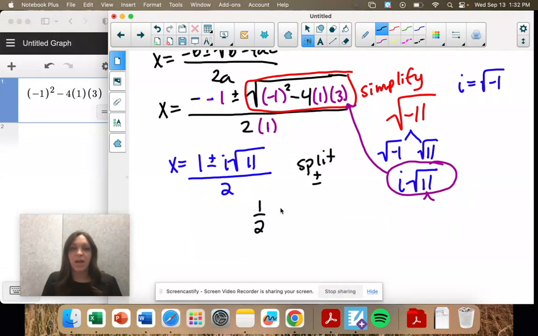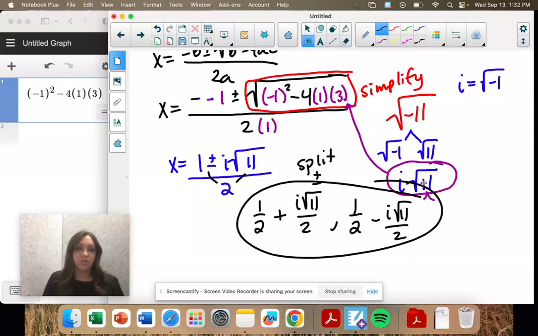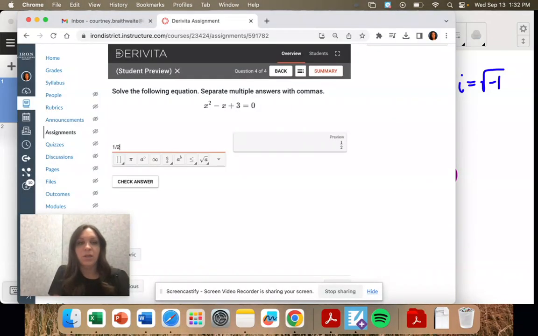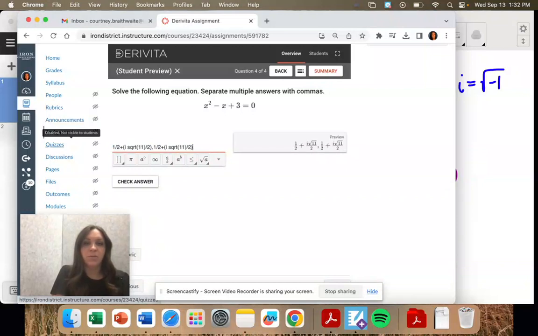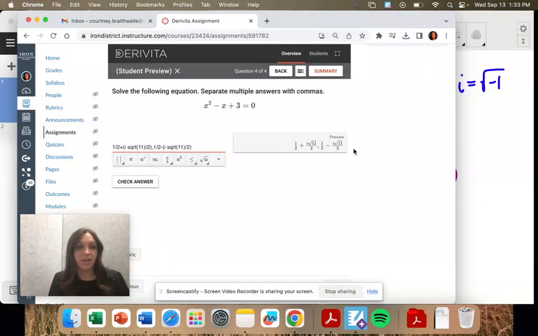So we have 1/2 plus i square root of 11 over 2. That 2 goes to both terms. And then the same thing with a subtraction sign. And those are your two answers. So when you type it in, 1/2 plus i square root of 11 divided by 2. And then copy, paste, and change your second one to a minus. So they're the same but different signs.